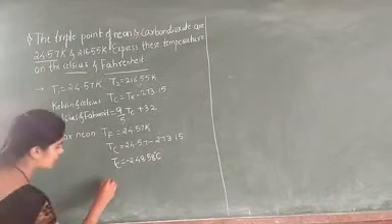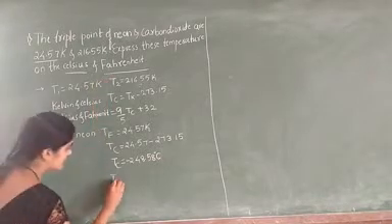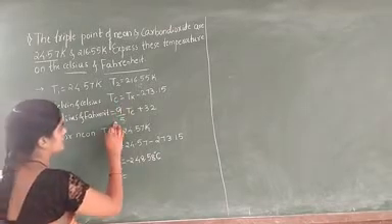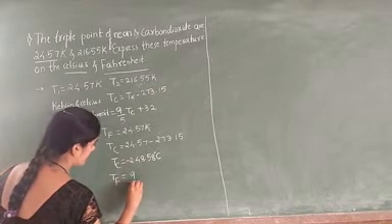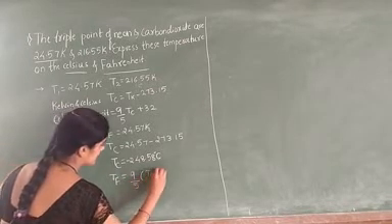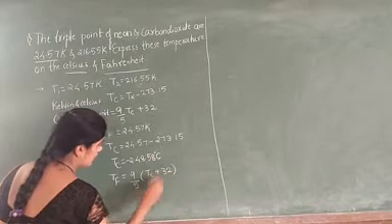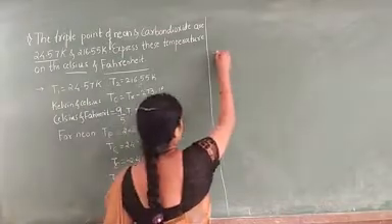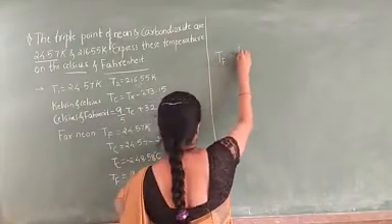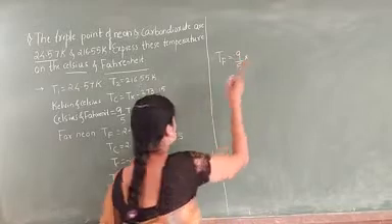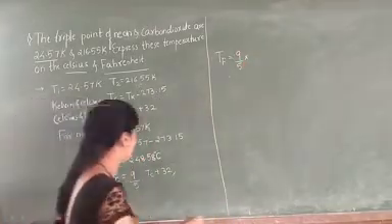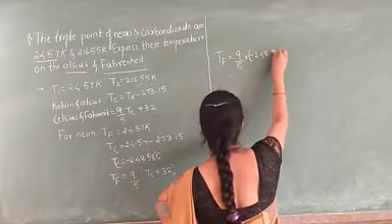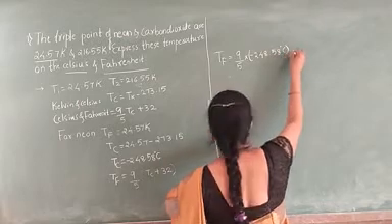In the same way we have to calculate in Fahrenheit, that is Tf. Now Tf is equal to, first we write the formula, Tf is equal to 9 by 5 into Tc plus 32. Put the value: 9 by 5, the value of Tc, the temperature in Celsius, is minus 248.58 degrees Celsius, plus 32.